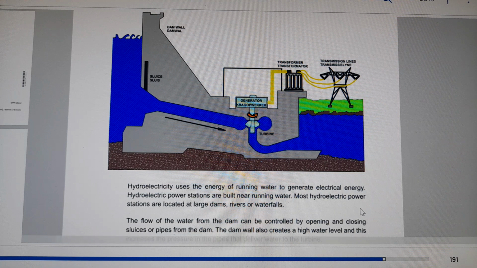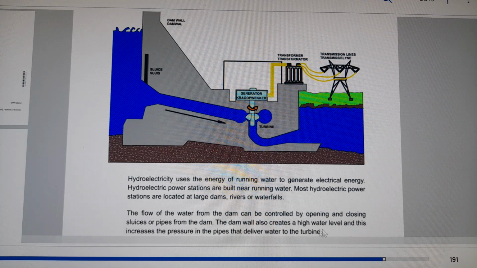And the dam wall also creates a high water level, and this increases the pressure in the pipe that delivers the water into the turbine. So what happens here is that when this sluice is open, water flows at a very high speed because it is at a high level, and the pressure here, it flows and here, and it turns the turbine. So the turbine here on the hydroelectric power station is turned by water. Once the turbine turns, it is connected to the generator, and the generator will generate electricity. Electricity will go to the transformer and the transmission line.